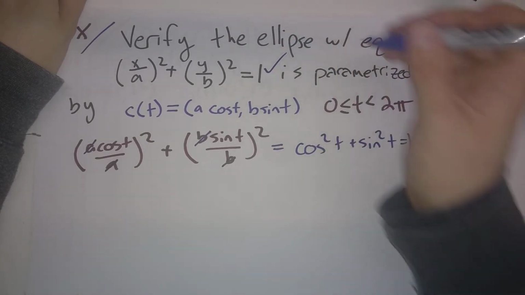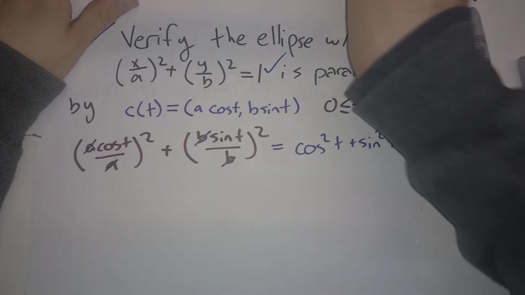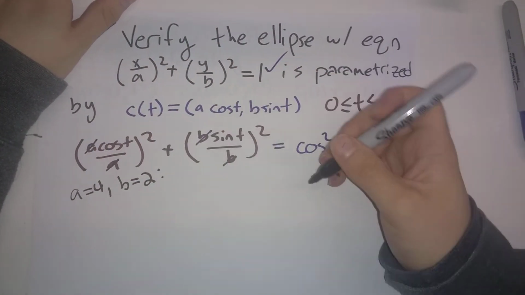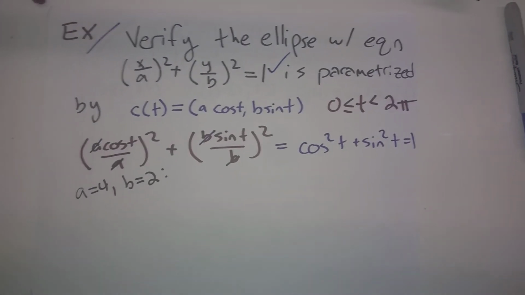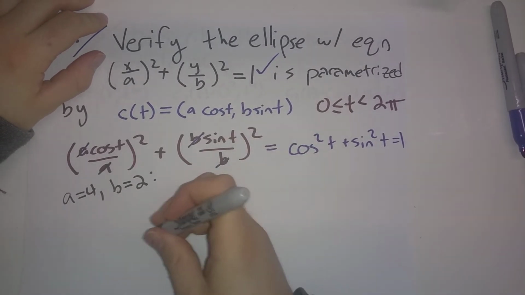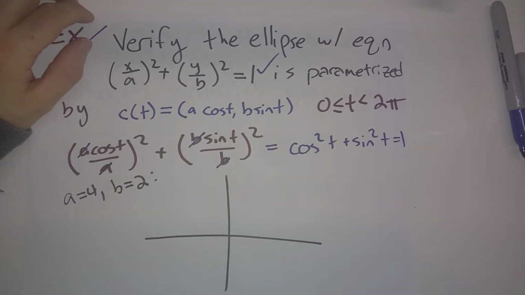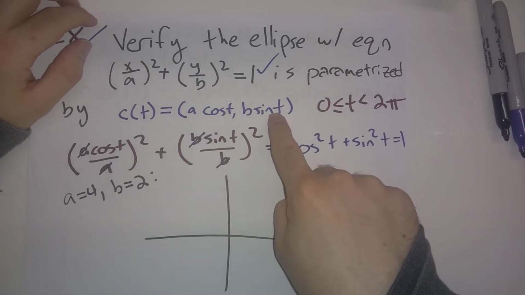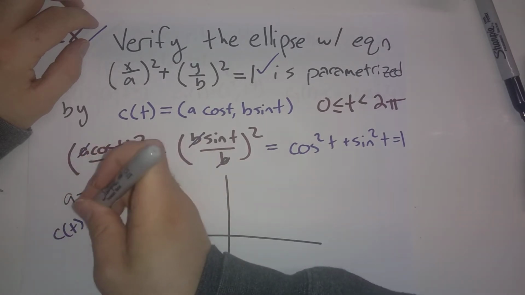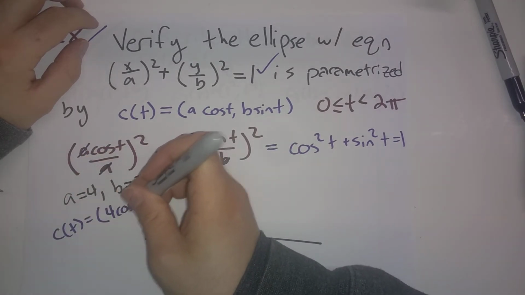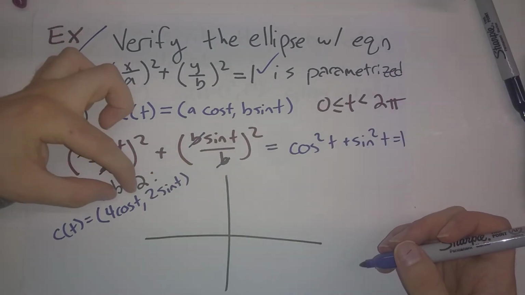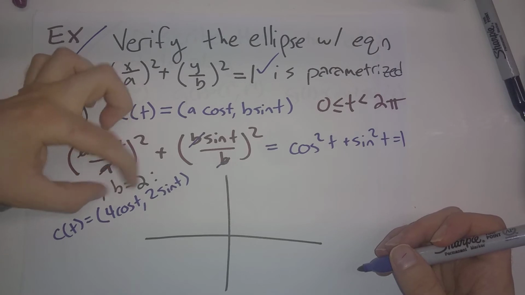So that checks. If we want to plot this, let's say that a is equal to 4 and b is equal to 2. And so to plot this, let's do some sample values. Let's rewrite this. It's going to be c of t is 4 cosine t and 2 sine t. When t is equal to 0, we have 4 comma 0.